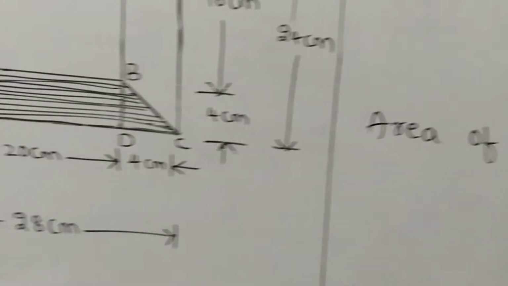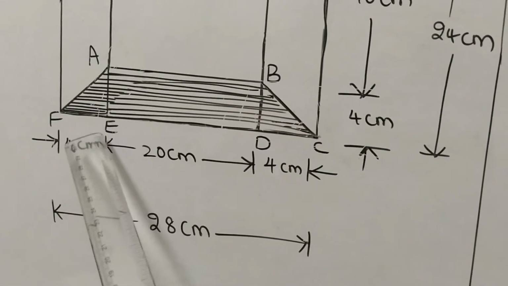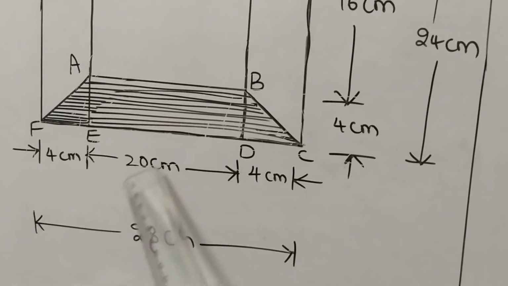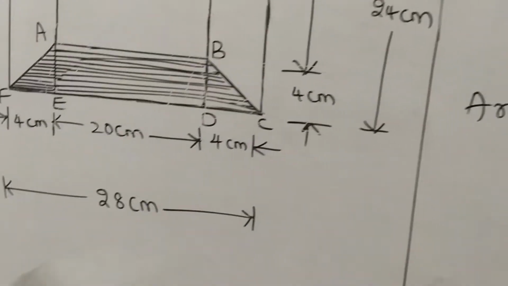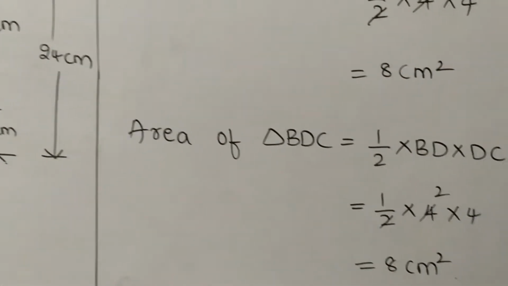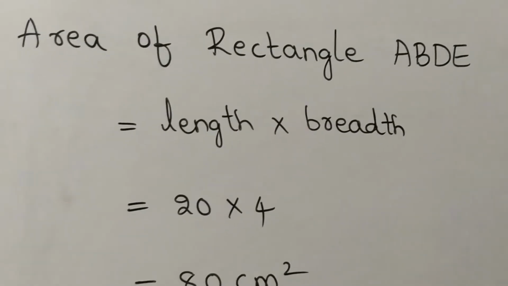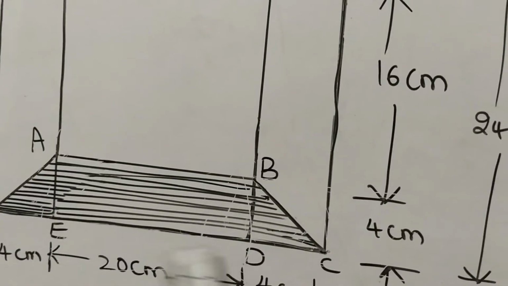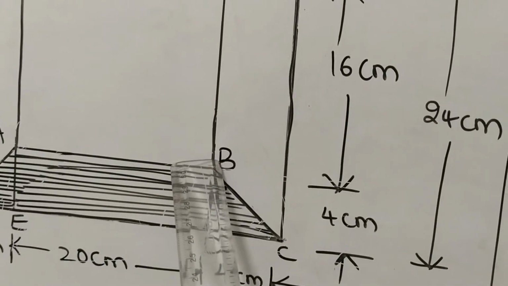Next, let us find the area of rectangle ABDE, students. So what are the dimensions here? The length is 20 centimeter, whereas the breadth is 4. See here, the breadth is 4. Let us find the area of the rectangle. Now see, the area of rectangle ABDE. Here the length is 20 centimeter, students, and the breadth is 4.